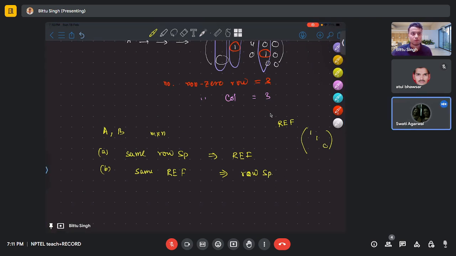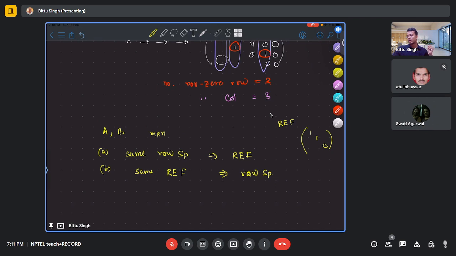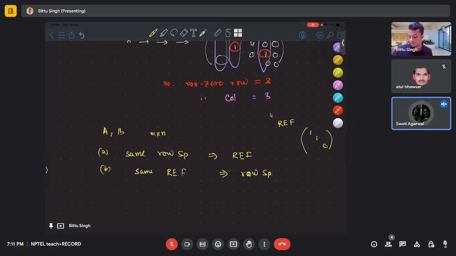Sir, if A and B are two matrices, they can have reduced row echelon form as the identity matrix for both of them, right? Once we go to full rank RREF, it becomes the identity matrix, correct? Yes, it is true. In that case, RREF can be the same. So the first is correct.